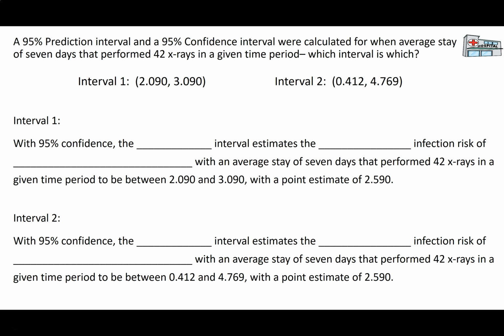So here, estimate a little bit differently. That's because here we honestly didn't do nearly so much rounding. So I have a 95% prediction interval and a 95% confidence interval. And we performed it for the scenario where there's a 7-day average stay and 42 x-rays in a given time period. But we didn't label them, which is which. So I kind of joke with y'all, we really love doing this. So interval 1, interval 2.